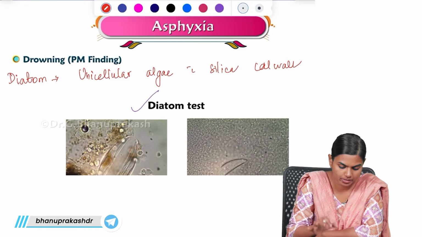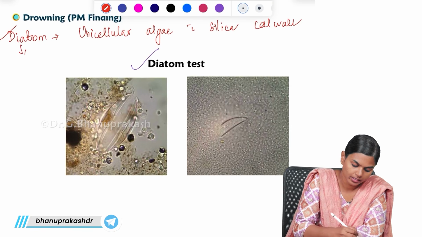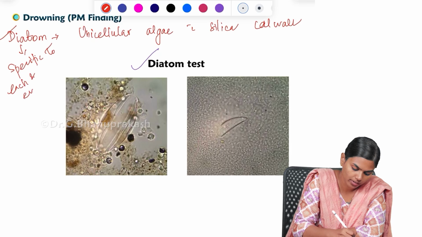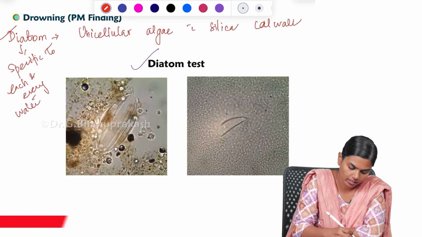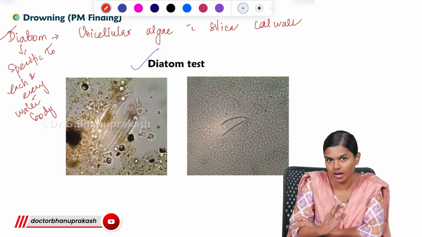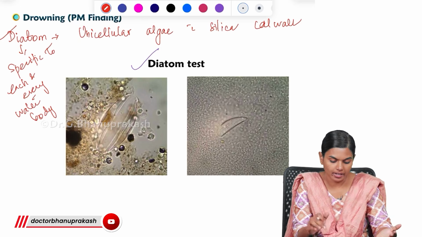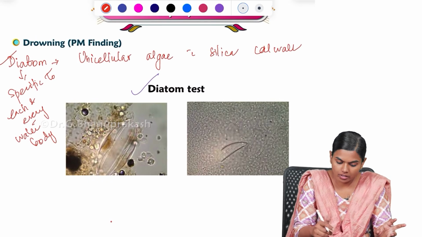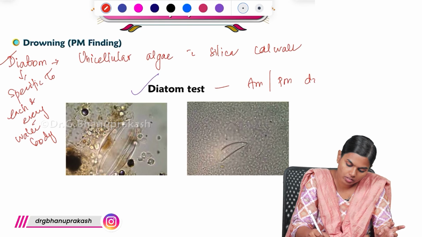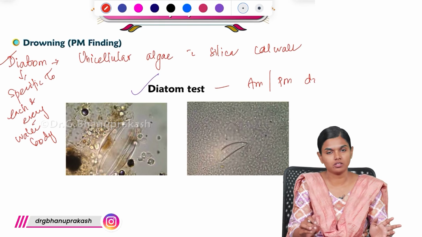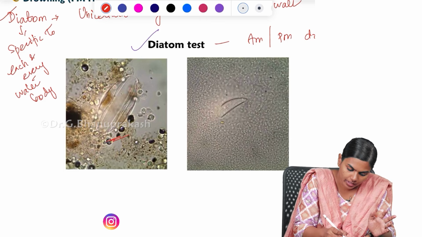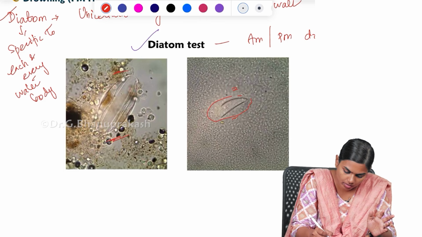Now, these diatoms are specific to each and every water body. Every lake, every sea, every water body will have a specific species of diatom. The idea is that the diatom test is used to differentiate antemortem or post-mortem drowning. So this is the idea behind doing this test. How exactly the test is done: see, this is the diatom. This is how a diatom looks. Do you see this?